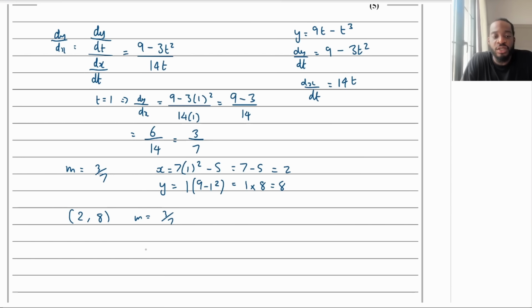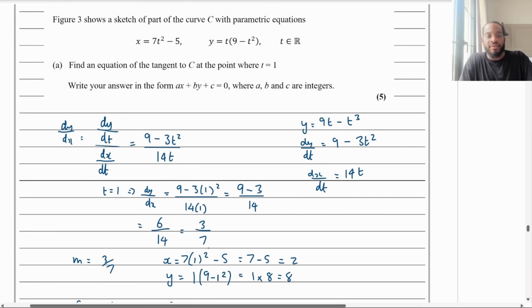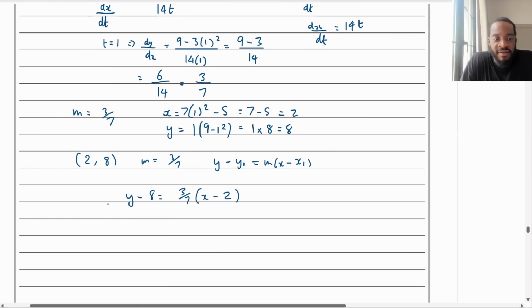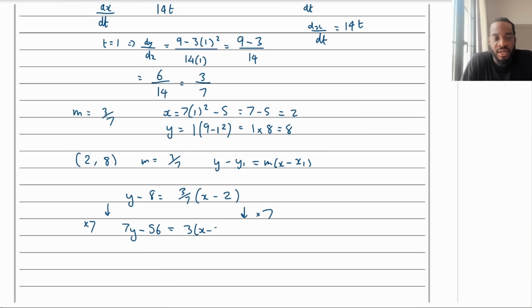We want the equation of the tangent. So we're going to use y minus y1 is equal to m(x minus x1). So plugging everything in, we're going to have y minus 8 is equal to 3 over 7 and then (x minus 2). Okay. Now they want it in the form ax plus by plus c, so we need to get rid of that fraction there. So if I times everything by 7 to get rid of that division of 7, then I'm going to have 7y minus 56 is equal to 3(x minus 2). That means that 7y minus 56 is equal to 3x minus 6.